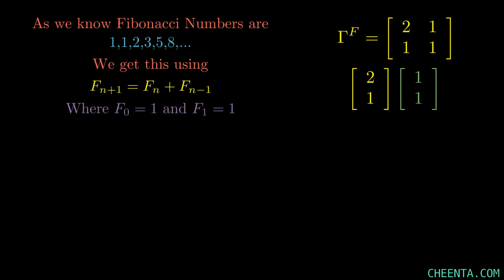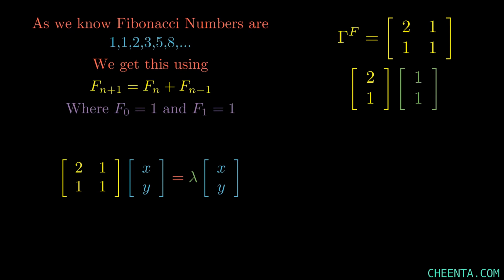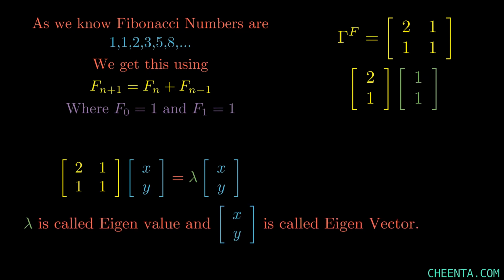In the previous video we asked a question: can you find a line which will stay in its place after the transformation? To solve this question, you need to solve this equation. This is called the eigenvalue equation, and here lambda is called the eigenvalue of this matrix, and x y are eigenvectors. There are infinitely many eigenvectors, and using this equation we can find that there are 2 particular eigenvalues, and we get these values as 1 plus phi, where phi is the golden ratio, and 2 minus phi.